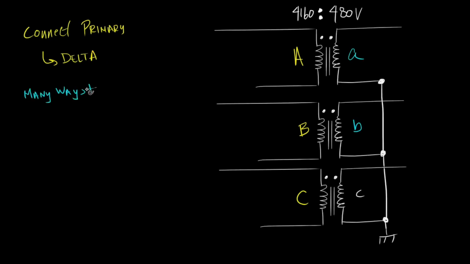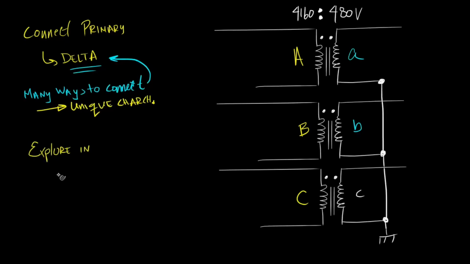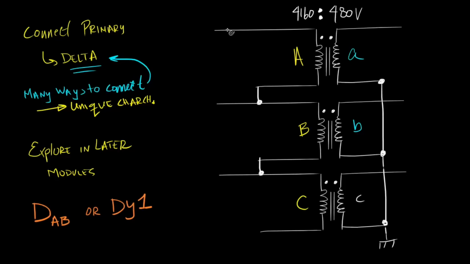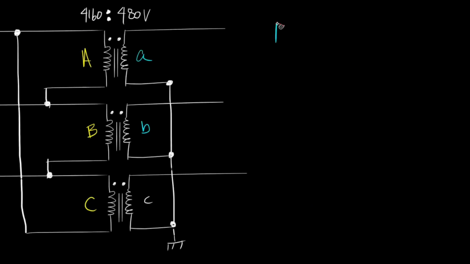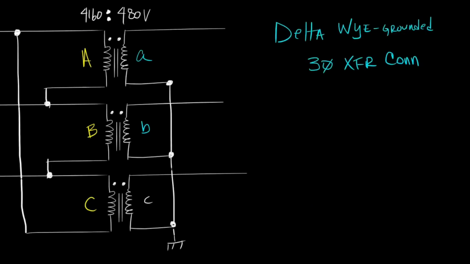There are many ways to connect a transformer in Delta, and each connection gives us a unique characteristic. We'll explore different Delta transformer connections in later modules. But one of the most common Delta connections is called a Delta AB or DY1 connection, and we'll draw this Delta connection like such. And this, my friends, is a Delta-Y grounded three-phase transformer connection.